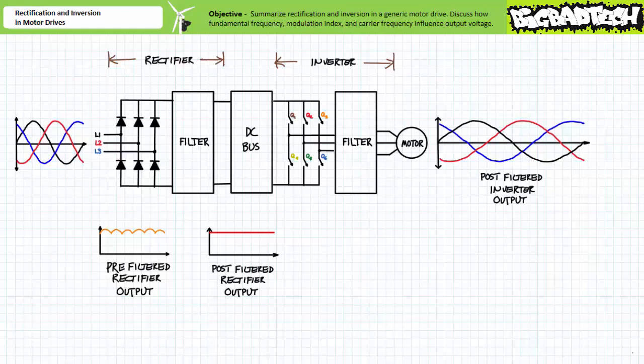The other half of the motor drive, the inverter, can also be modeled as having two distinct stages. One being the inverter itself, being the part that changes the incoming DC into three-phase AC with a variable magnitude and frequency, the other being the filtration circuit that cleans up this stage's respective output.